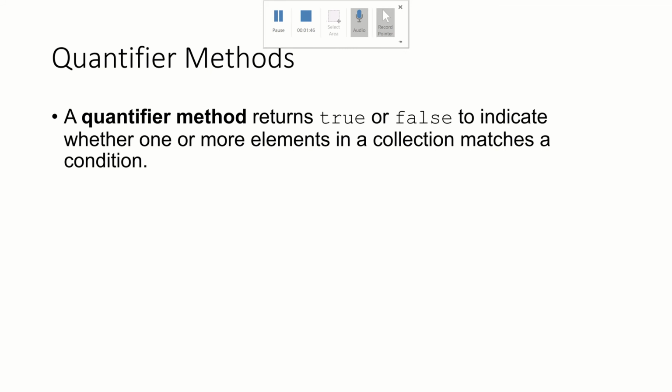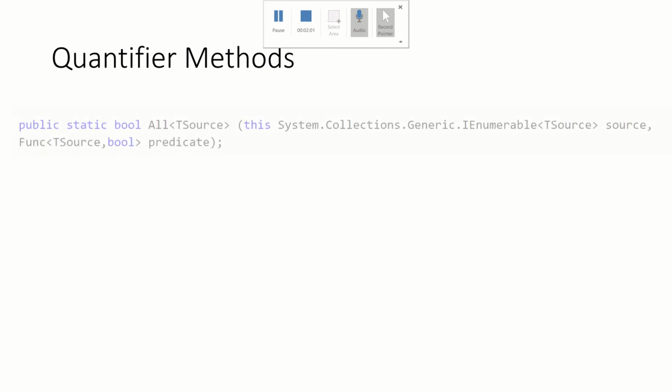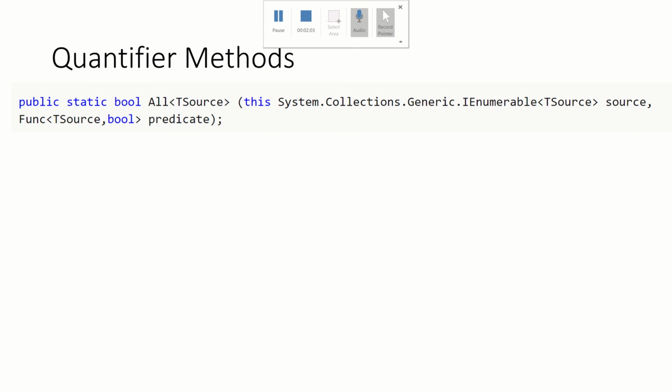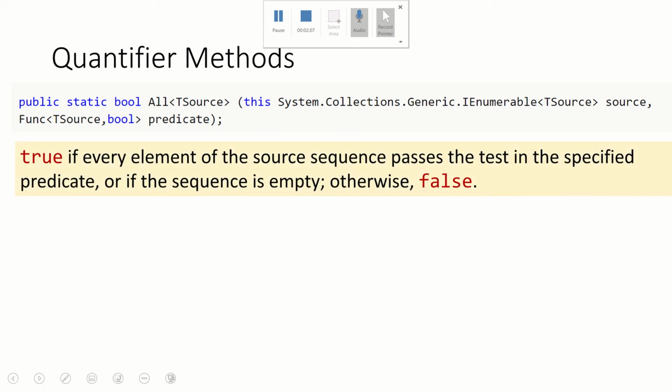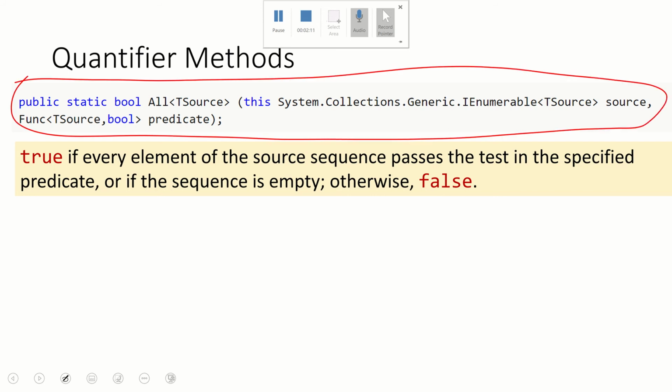Quantifier methods return true or false to indicate whether one or more elements in a collection meet a condition. So the first one I will introduce is All. This part of code you can find in the .NET documentation.